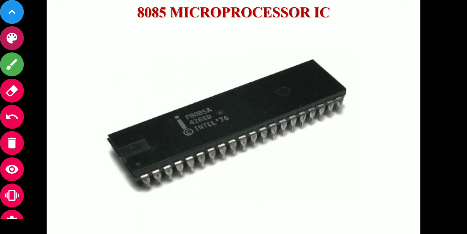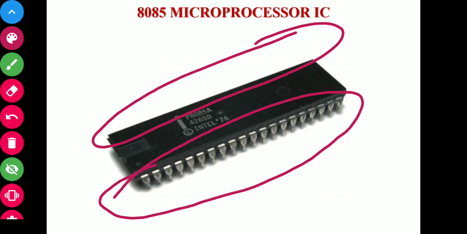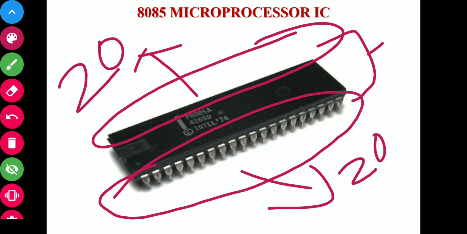So this is the 8085 microprocessor, Intel's 8085 microprocessor IC. Physically it looks like this, right? It has 40 pins. In the previous slide I have shown the 40 pin configuration, right? On this side you have 20 pins, and the other side has another 20 pins. So totally 40 pins will be there.